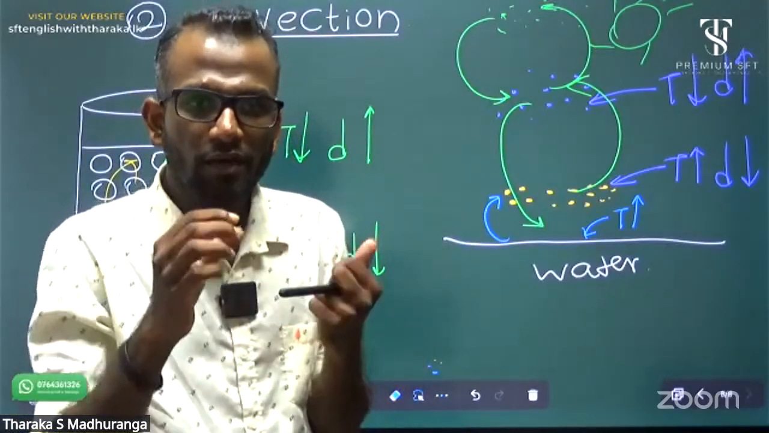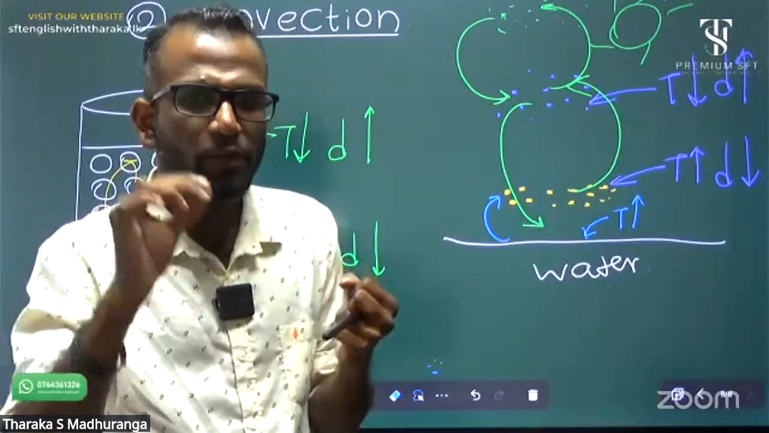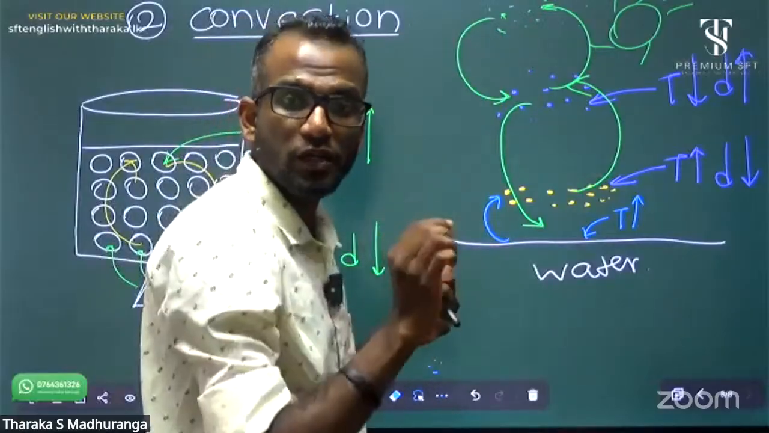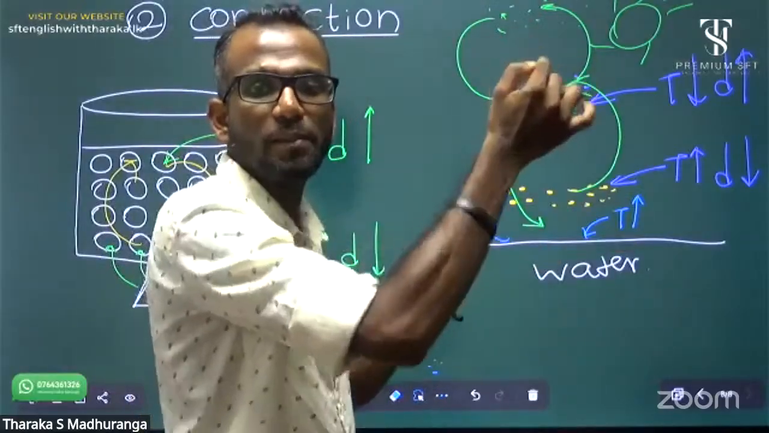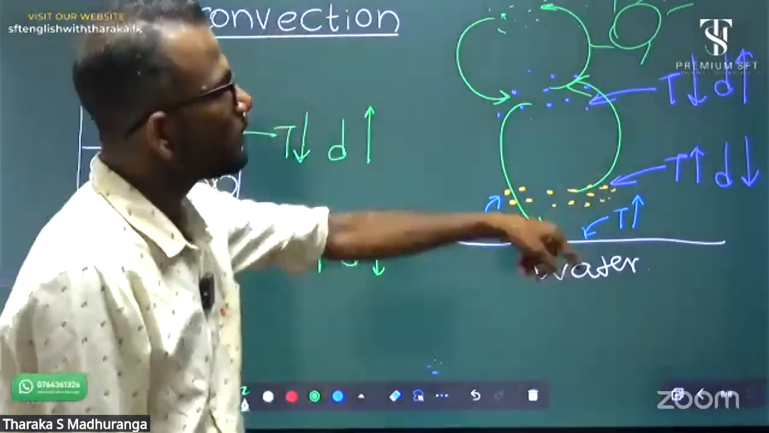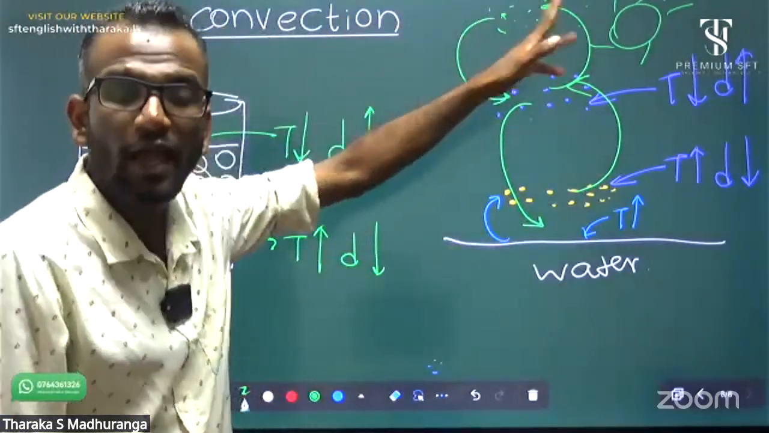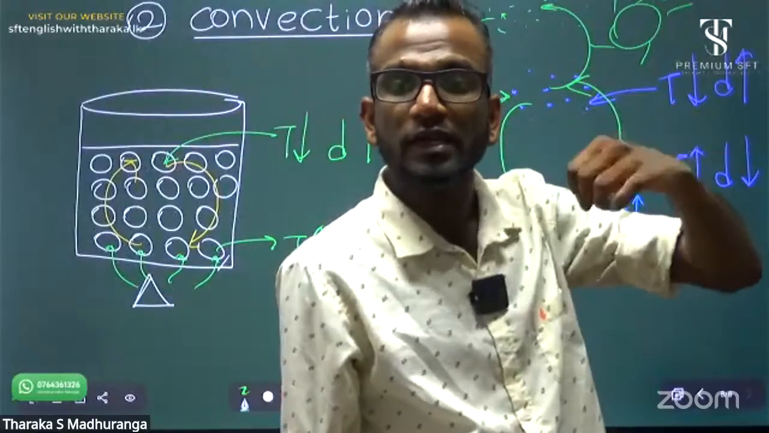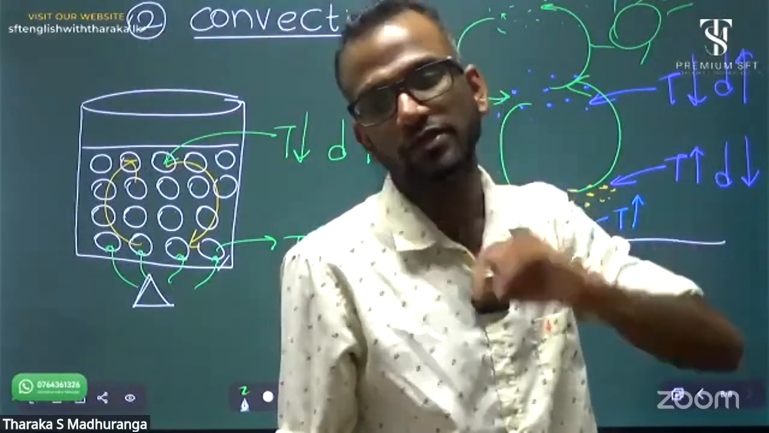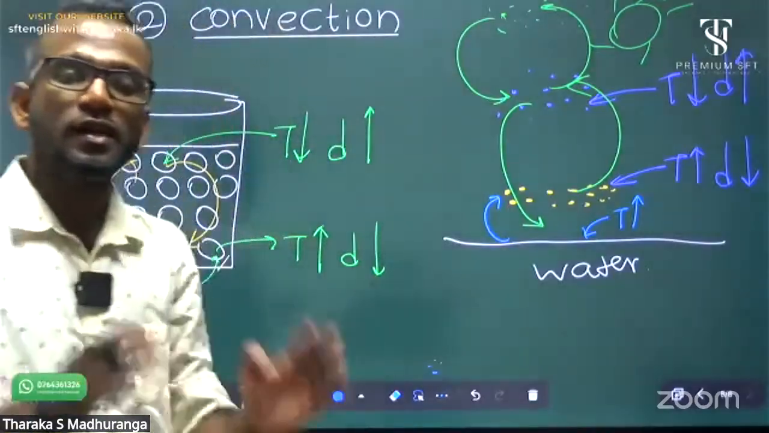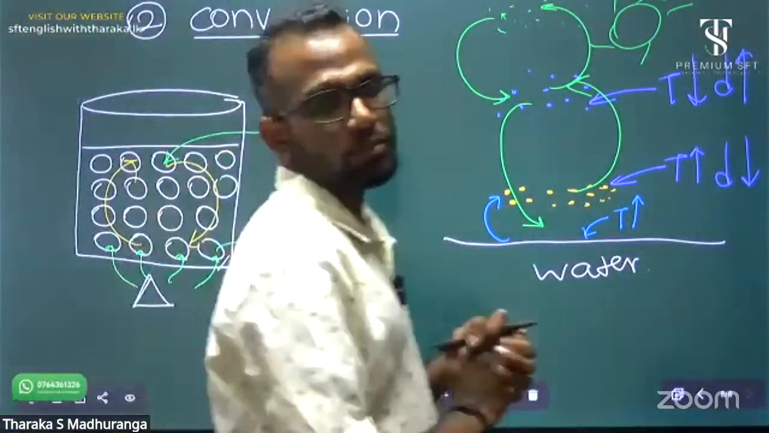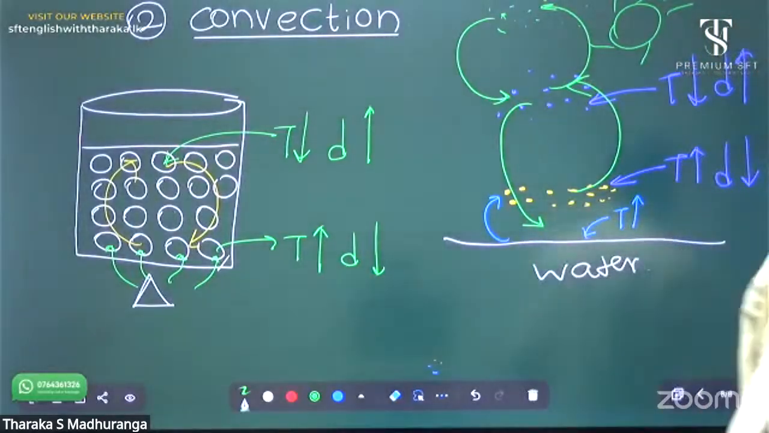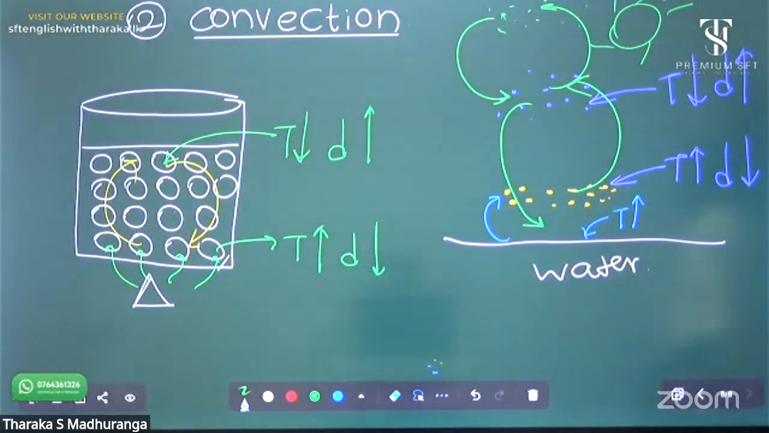Heated water vapor or any gas flows upward due to the density difference and temperature difference. Then at the upper atmosphere, what happens? Due to the low temperature, they condense and make clouds. The convection rain is formed due to this scenario.